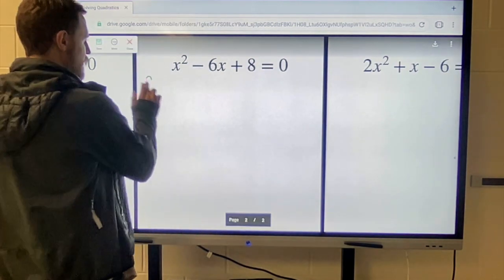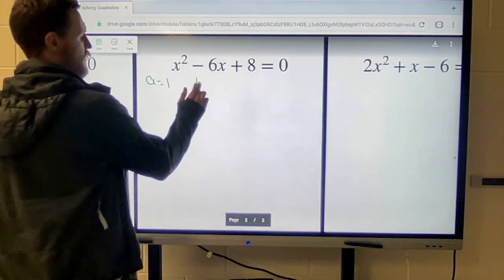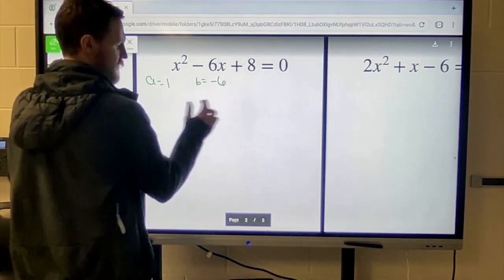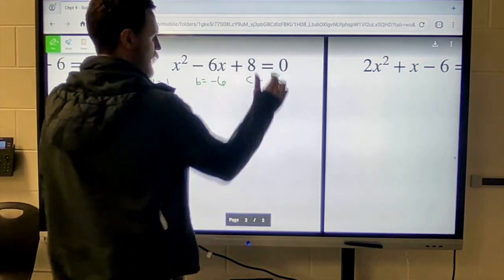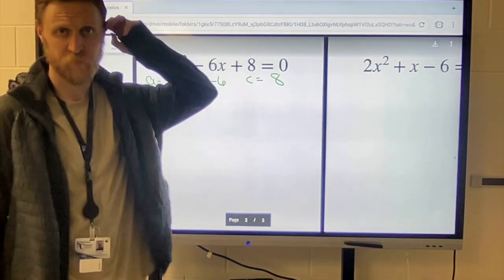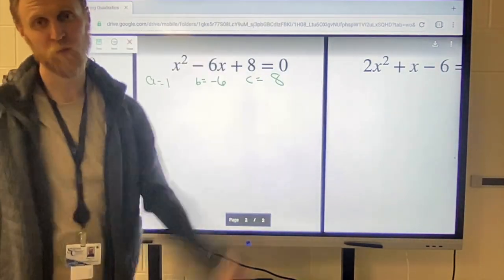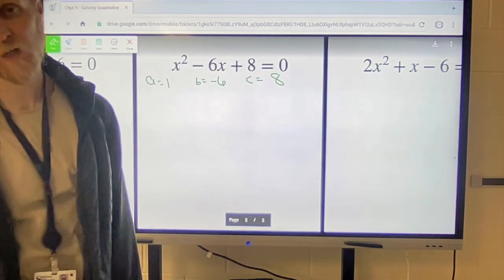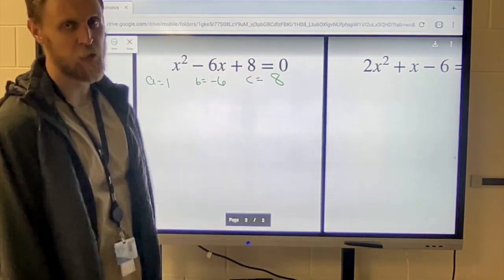What's your A value? In this case, it's 1. What's your B value? In this case, it's negative 6. What's your C value? In this case, it's 8. Right? The A, the B, and the C. Once you know that, you just plug it into the formula. You don't have to memorize it, at least not yet. You just have to be able to use it.